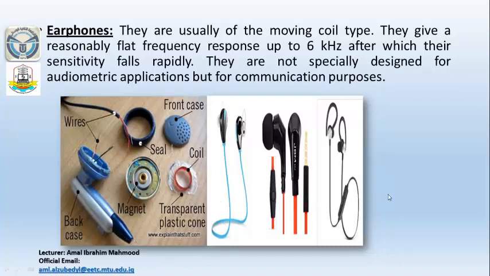That's right. Earphones are usually made of the moving coil type. They give a reasonably flat frequency response up to 6 kHz, after which their sensitivity falls rapidly. They are not specially designed for audiometric application, but for communication purposes. In their miniature form, they are used for hearing aids. These are the components of the earphone: wires, front case, coil, seal, magnet, transparent plastic cone, and the black case, which is the outer case.